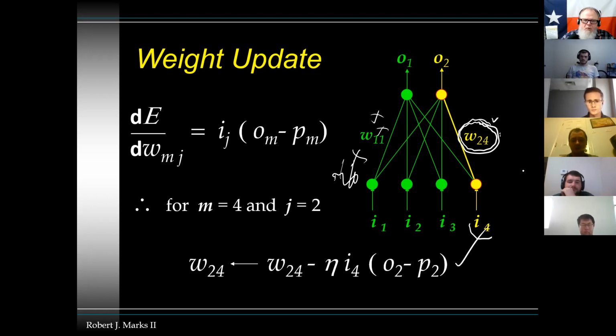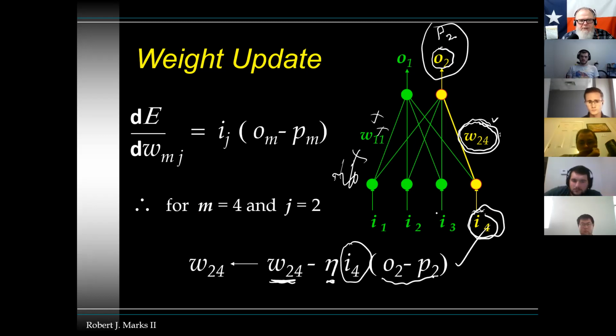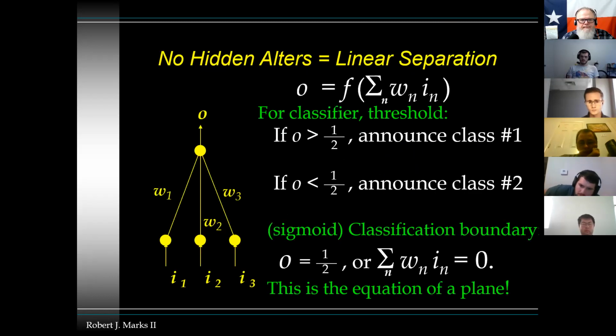So therefore, W21, as you can see here, is just equal to the old value of the weight minus the step size, which is something you have to choose, times the input I4, which connects us at this end, times O2 minus P2. Up here we have O2, and that's what we get. P2 is what we want. So the difference between those is the value that we use here. Totally a local optimization update.